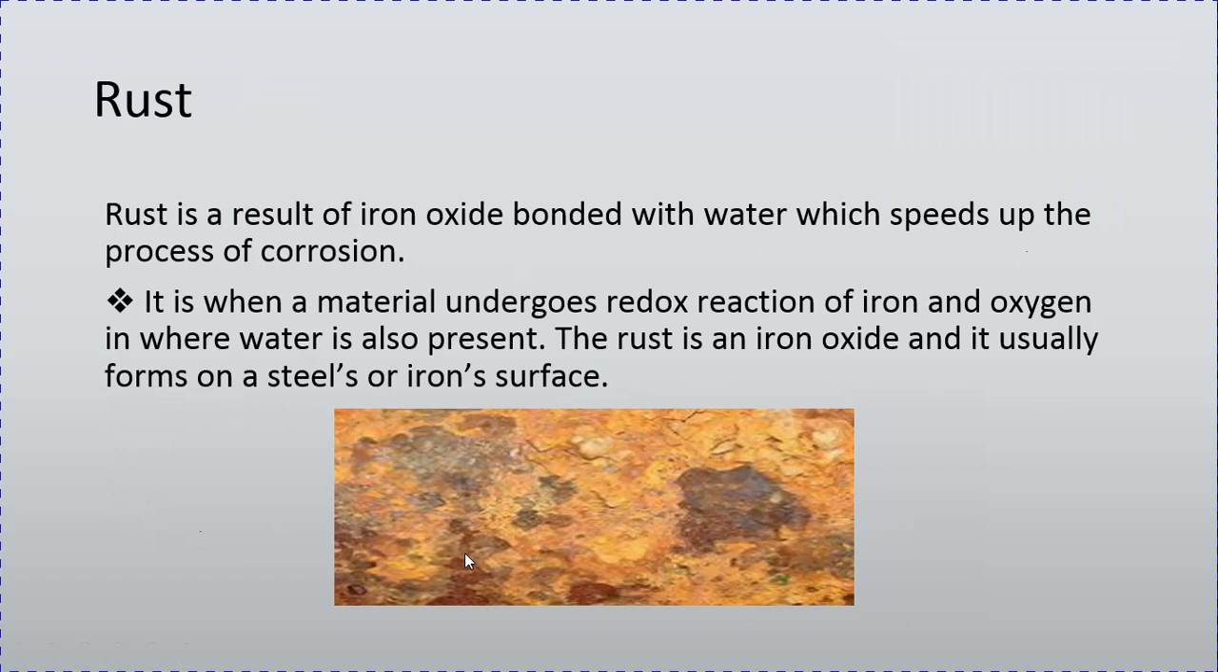And then we have what we call rust. Rust is a result of iron oxide bonded with water, which speeds up the process of corrosion. It is when a material undergoes a redox reaction of iron and oxygen where water is also present. Rust is an iron oxide and it usually forms on steel or iron surfaces.